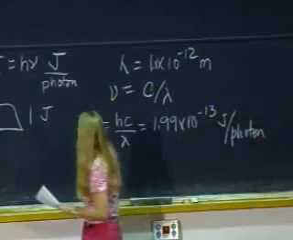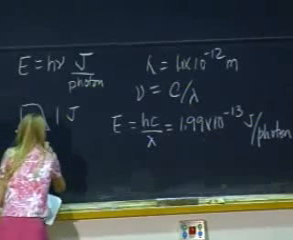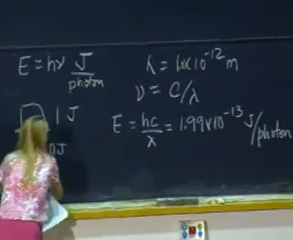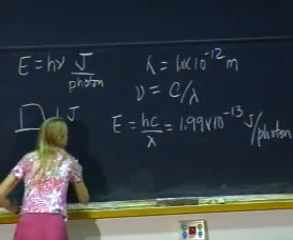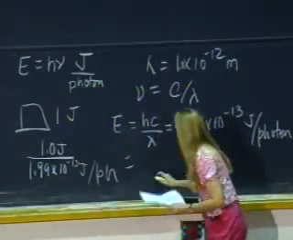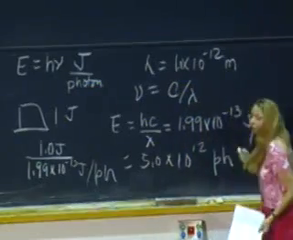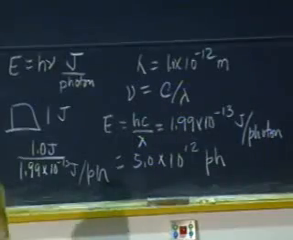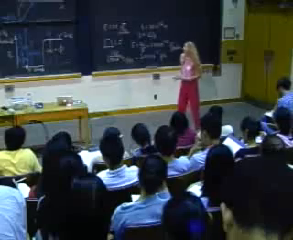Okay, so if I want a pulse of 1 joule of energy, and I'm asked how many photons I need to get that, and each photon is 1.99 times 10 to the minus 13 joules, well, that means that I'm going to need 5.0 times 10 to the 12 photons. Okay? Okay, there was a question here? Okay. All right. Let's work another one.